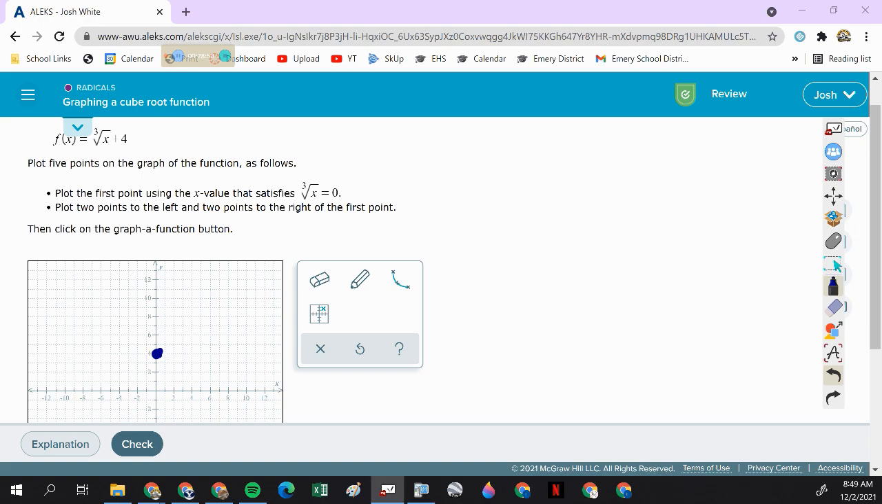Okay? So over 1, up 1. And then over, what would the next one be? Over 8. 2, 3, 4, 5, 6, 7, 8. Up 2. And then on the other side, over 1, down 1. Over 8, down 2. Right there. So this would be the graph. All right. Get to work.